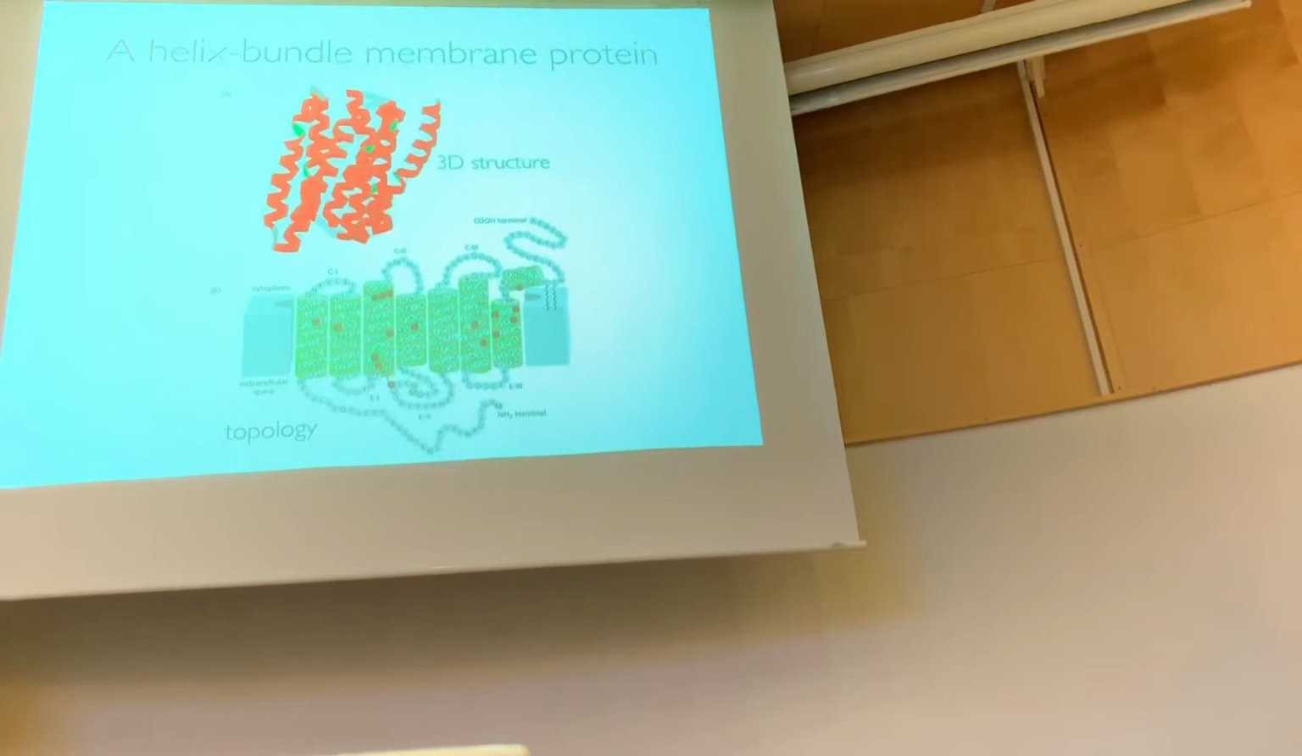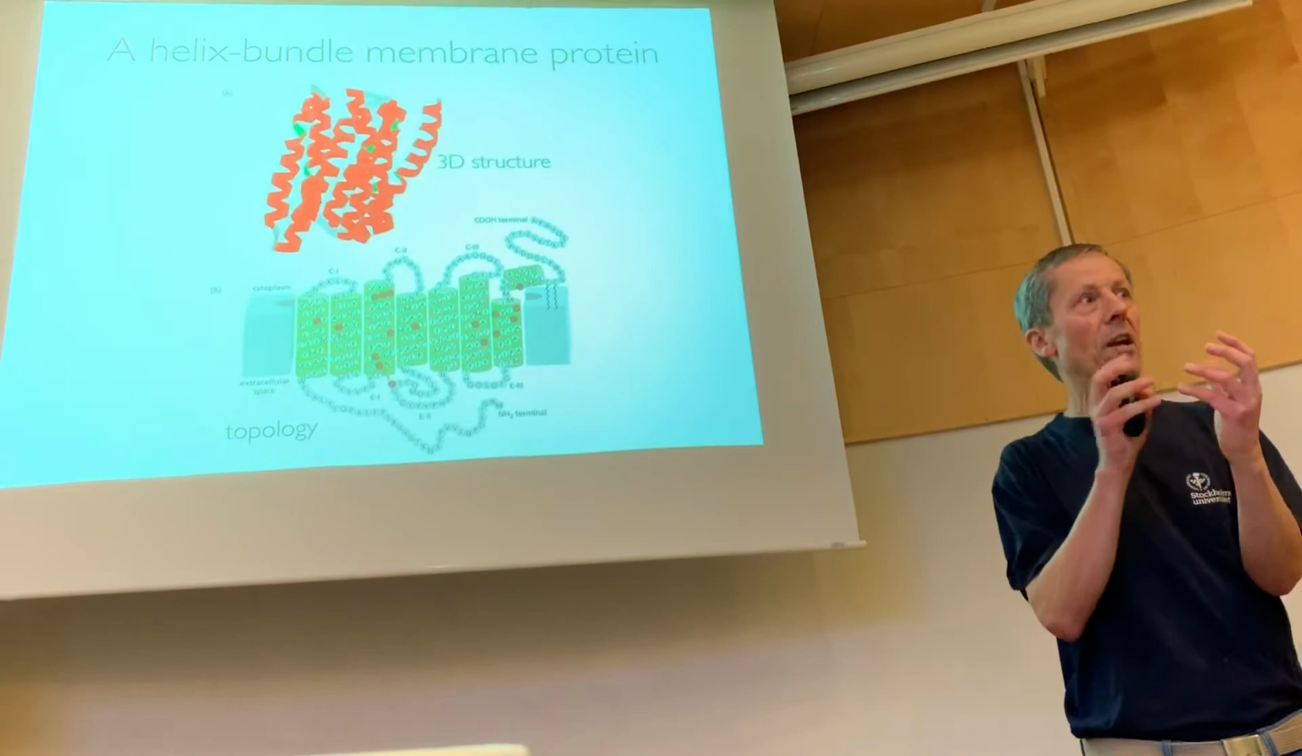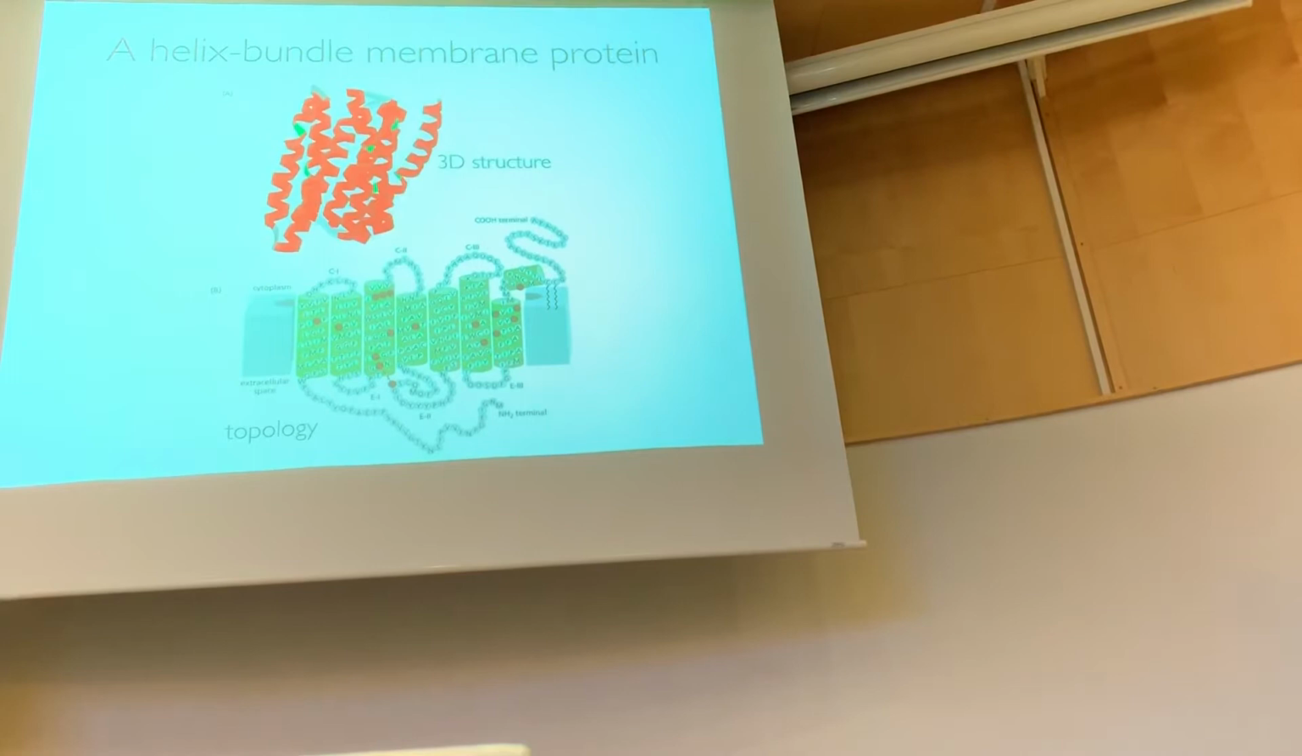A topology model for a helical membrane protein would basically be a model where you try to predict which segments of the protein make up the transmembrane helices, but you don't try to predict the arrangement of the helices relative to each other. You just predict where the helices are in the sequence. The second part of the topology model is to say which way the protein is oriented in the membrane, which parts are on the outside of the cell and which are facing the inside. That's unique to membrane proteins. You don't have that for soluble proteins.